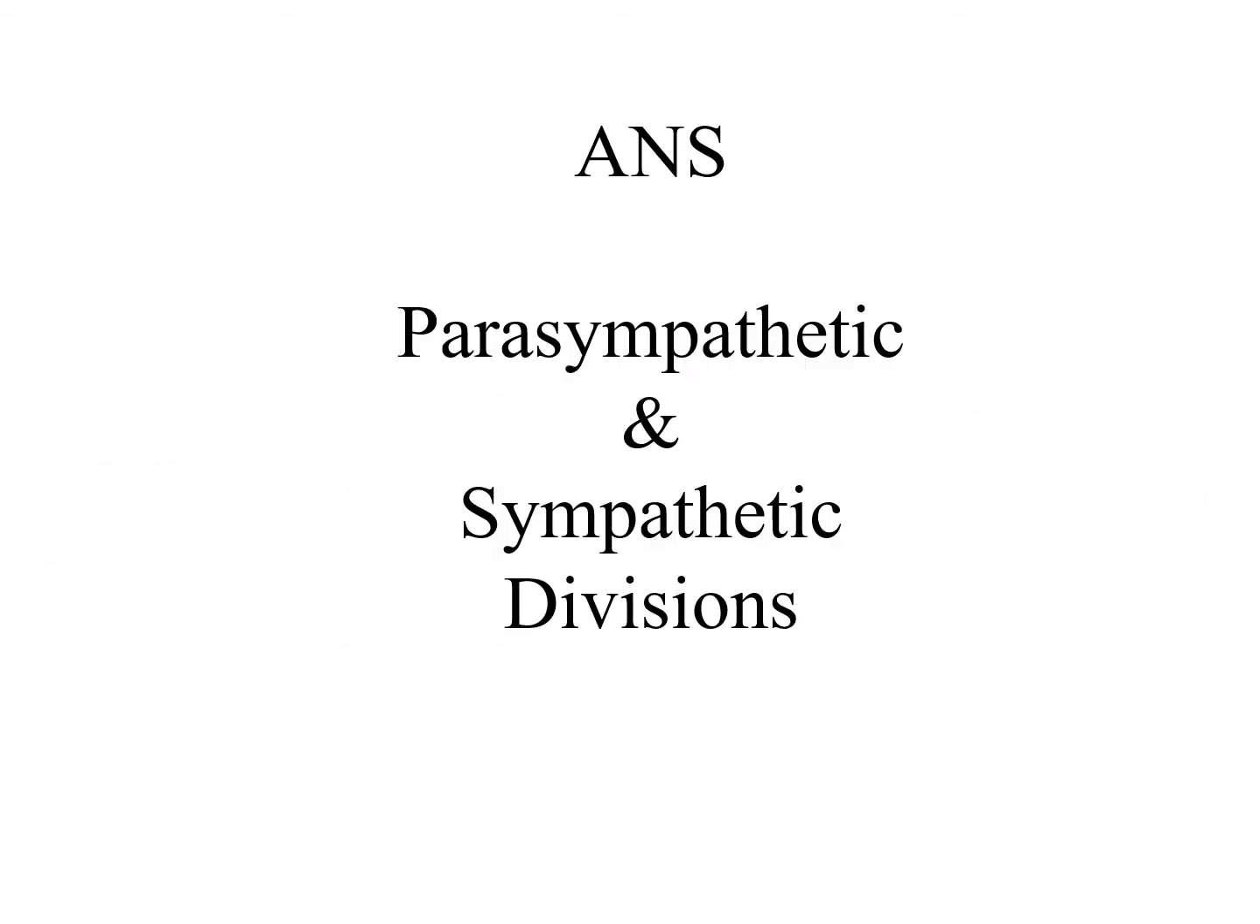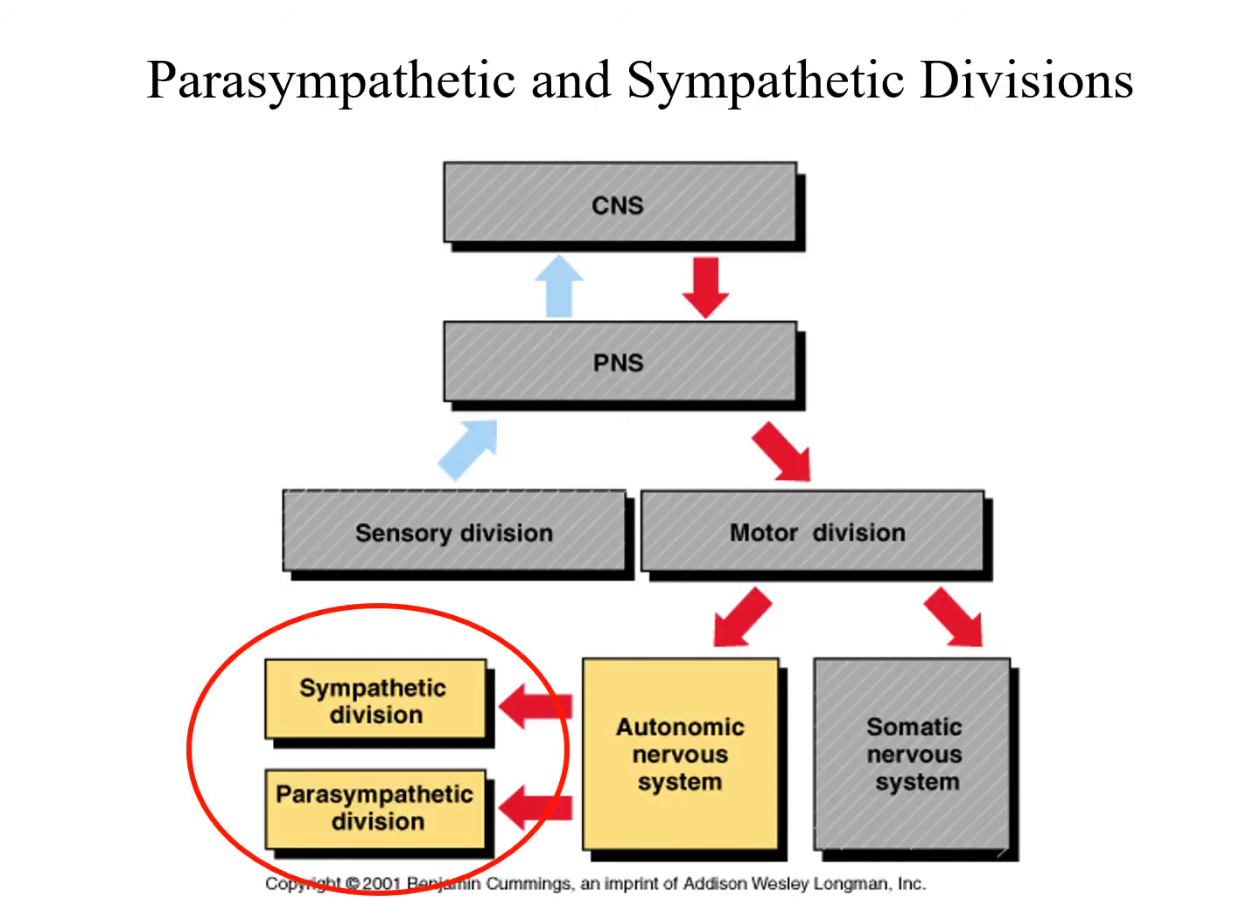Let's now further divide the autonomic nervous system into a parasympathetic and a sympathetic division. This is still motor output, so we're talking about the control of involuntarily controlled organs and glands.